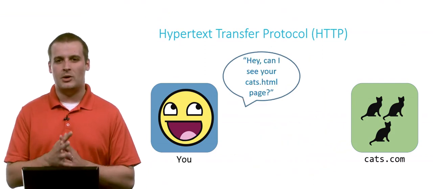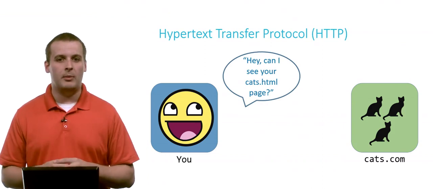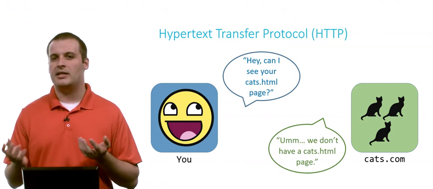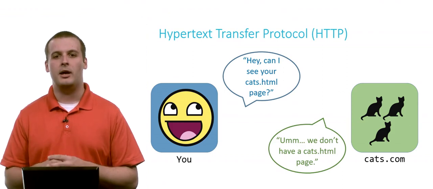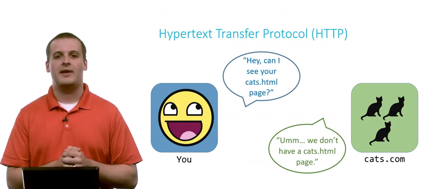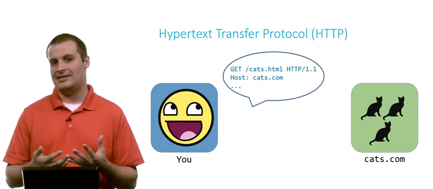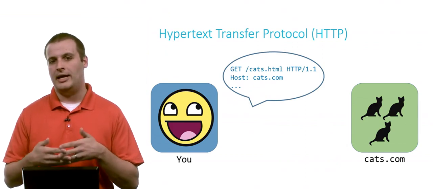But sometimes our requests don't always go quite according to plan. Can I see your cats.html page? Well, what if they say, we don't have a cats.html page, which seems kind of unrealistic because they're cats.com. You'd think they would have cats.html. But OK, so this is sort of the conventional human interaction we've now had with cats.com. How does that translate? This might be something familiar to you. Our request looks exactly the same, except instead of getting /, we're now getting cats.html.